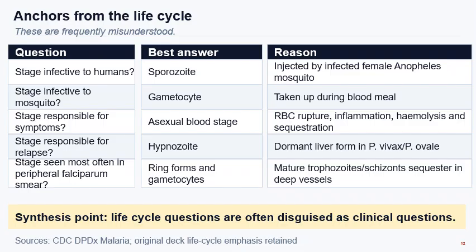The important examination lesson for you here is that life cycle of malaria parasite questions are often disguised as clinical questions. So a question about recurrent vivax malaria is really testing hypnozoites. A question about a smear containing mostly rings in a very ill child is really testing sequestration. Do not answer by just pattern recognition alone. State the biological reason when you are asked.